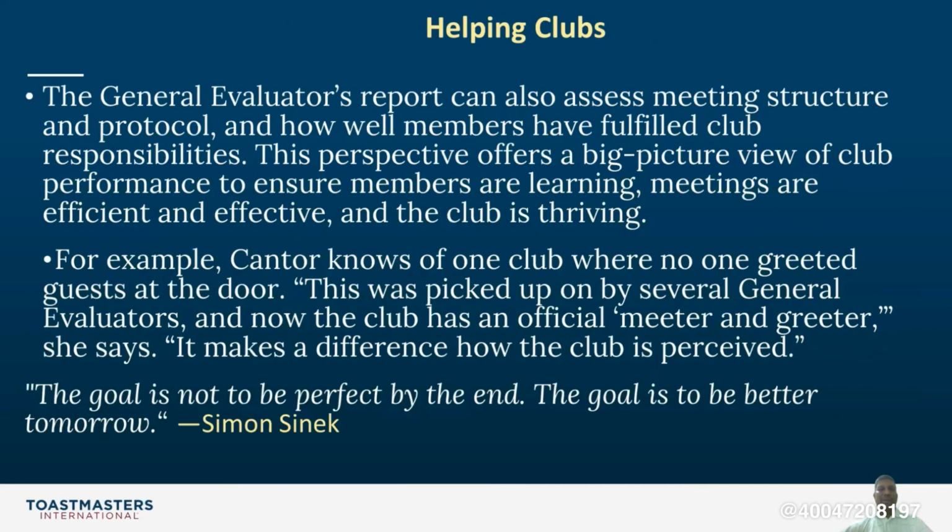The GE's report can also assess meeting structure and protocol and how well members have fulfilled club responsibilities. This perspective offers a big picture view of a club's performance to ensure members are learning, meetings are efficient and effective, and the club is thriving. For example, Cantor knows of one club where no one greeted guests at the door. This was picked up by several GEs, and now the club has an official meeter and greeter. It makes a difference how the club is perceived.